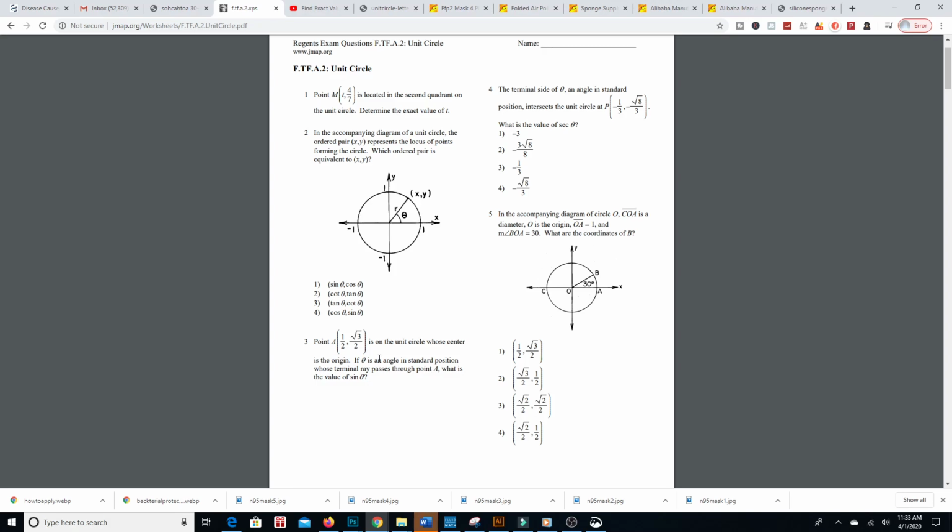Keep in mind that that pretty much answered what we had above. Remember, the y value always represented sine.